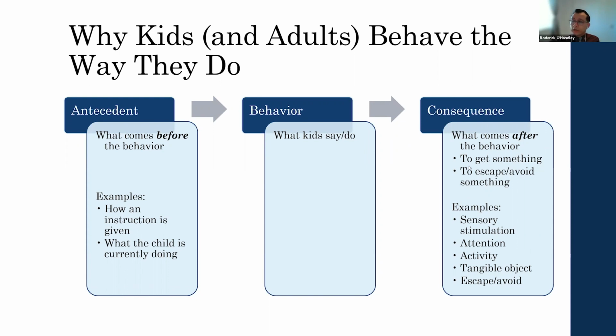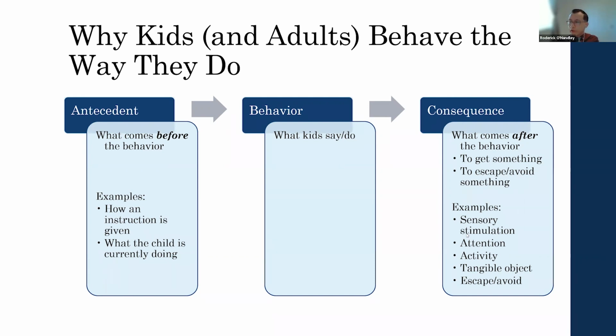Consequences come after behavior, and there's two general reasons why kids do what they do, whether it's good behavior or bad behavior. You can break it down into two categories. It's either to get something or to get out of having to do something. It's one of those two things always, or maybe a combination of those things.